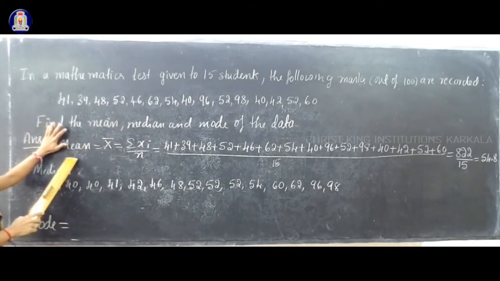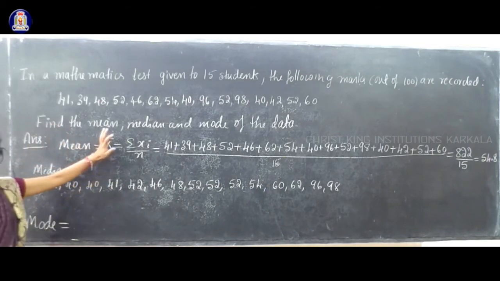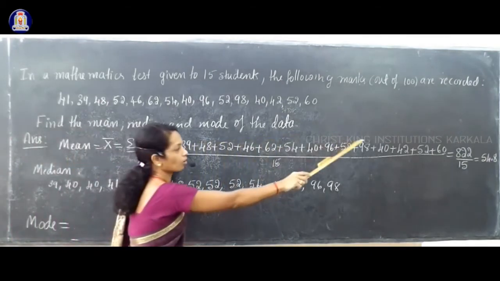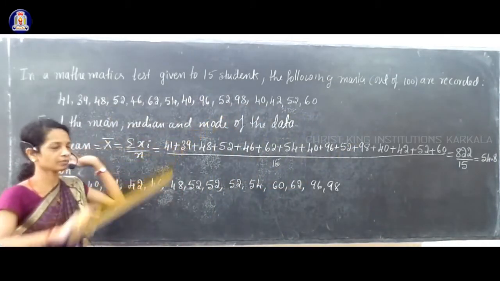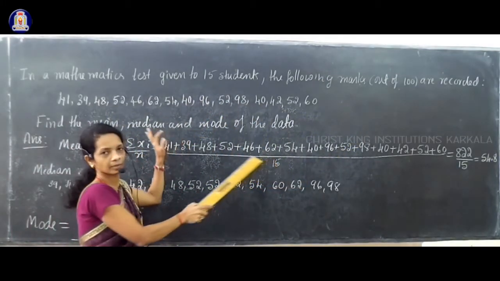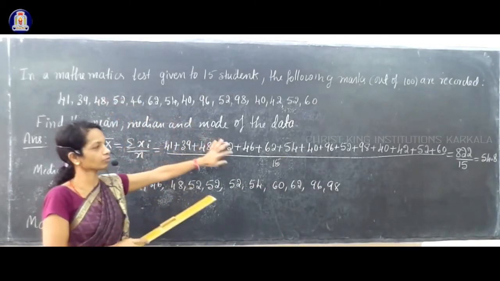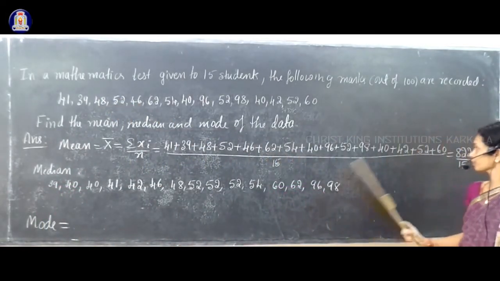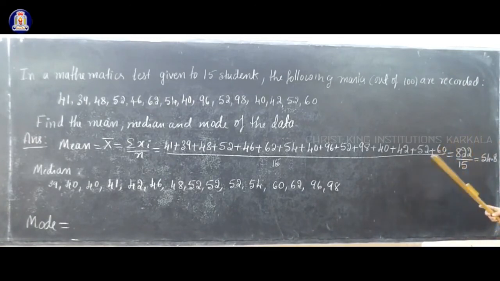So to find the mean, you have to use this formula: x bar is equal to sigma xi divided by n. You have to take the sum of all the marks given to you, divided by the number of students, that is 15. I already took the total of that, that is 822. You check that total, and dividing 822 by 15, you will get the answer 54.8.